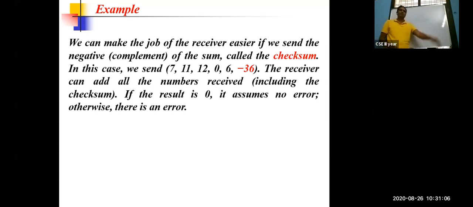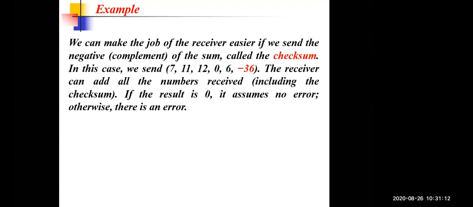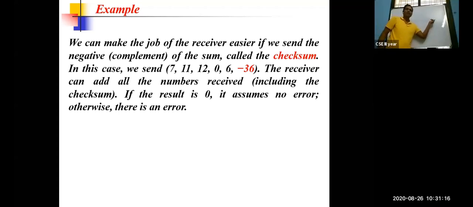So what happens on the receiver side? It adds all of them. Instead of checking this with this, all that is gone now. Simply add all of them. 36 plus 36 minus 36 gives you 0. If the result is 0, accept the data. If not, reject the data. This is a simple technique. This is the checksum technique. Right? This is already implemented in your lab.